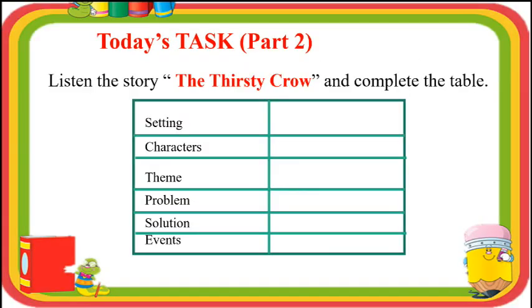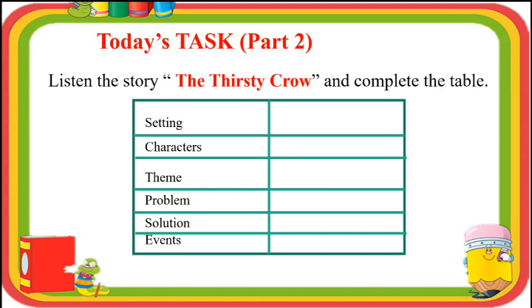This is your second part of your task. In the first part, you have to arrange the pictures by its given letters. To do this one, you have to identify the elements of a story from the story The Thirsty Crow.